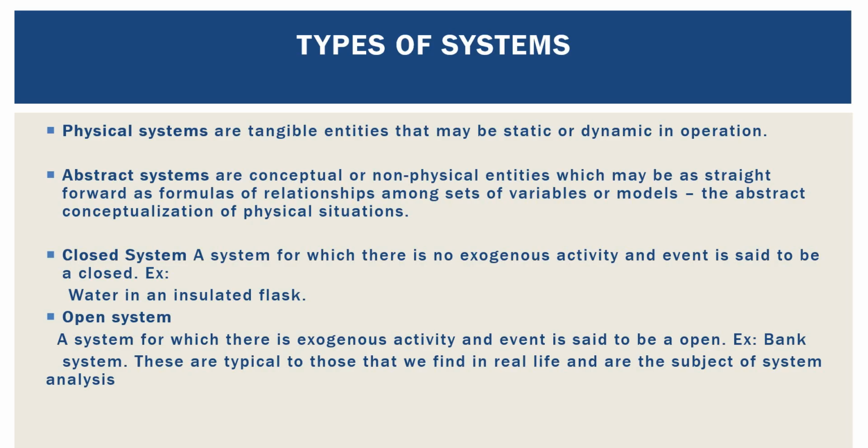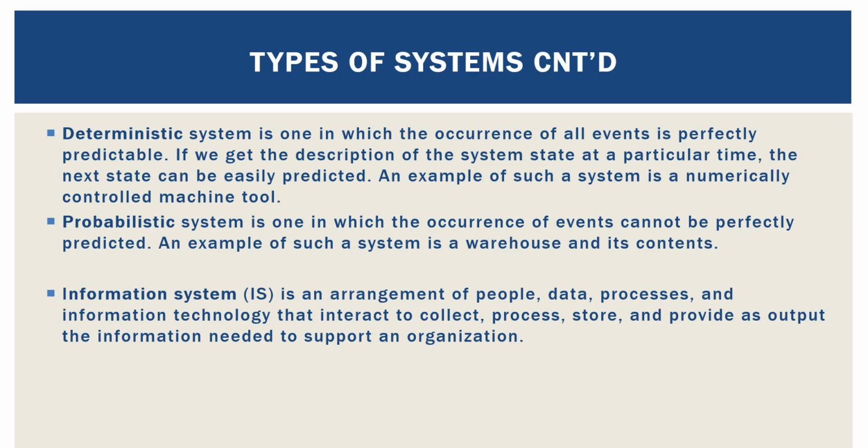All right, let me move on. We have also what we call deterministic systems, in which the occurrence of events is perfectly predictable. So in other words, if you get the prediction of the system state at a particular time, then the next stage can be easily predicted. So a deterministic system is one where, once we understand the nature of the system, we can tell which event is likely to occur next.